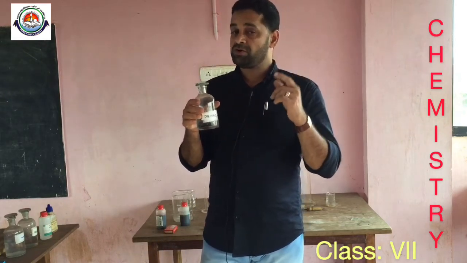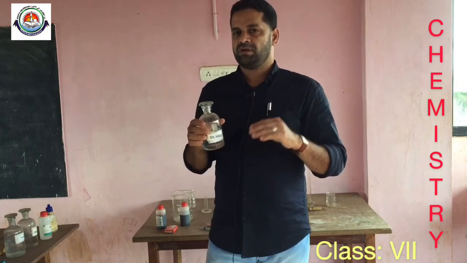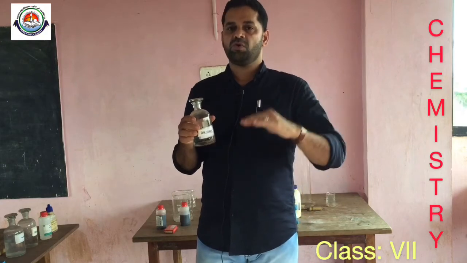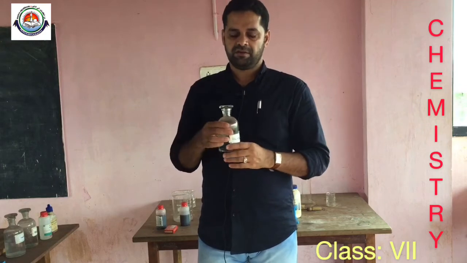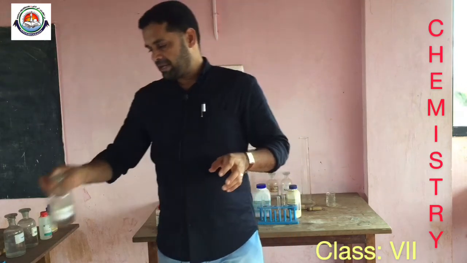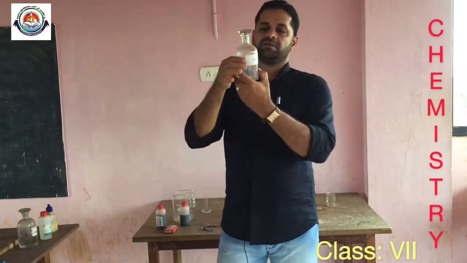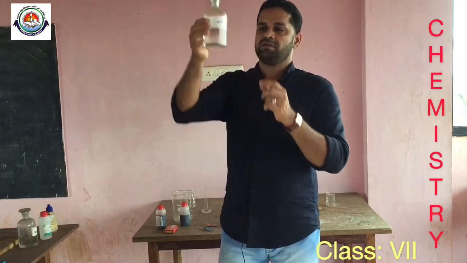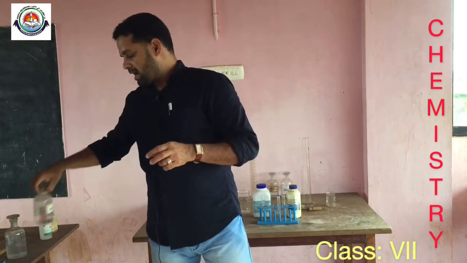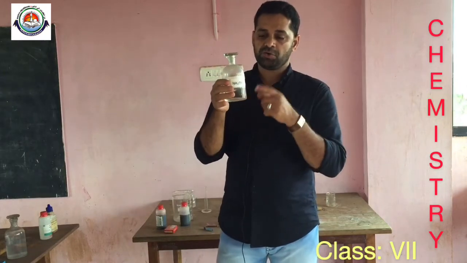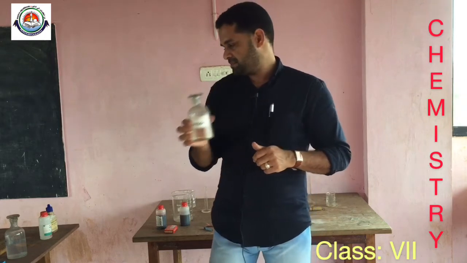We have also studied concentrated and dilute solutions: what is a dilute solution, what is a concentrated solution, what is concentrated acid, what is dilute acid, etc. That we have studied already. So these are acids, and this is a base, sodium hydroxide solution, and this is ammonium hydroxide solution. Sodium hydroxide and ammonium hydroxide are bases.